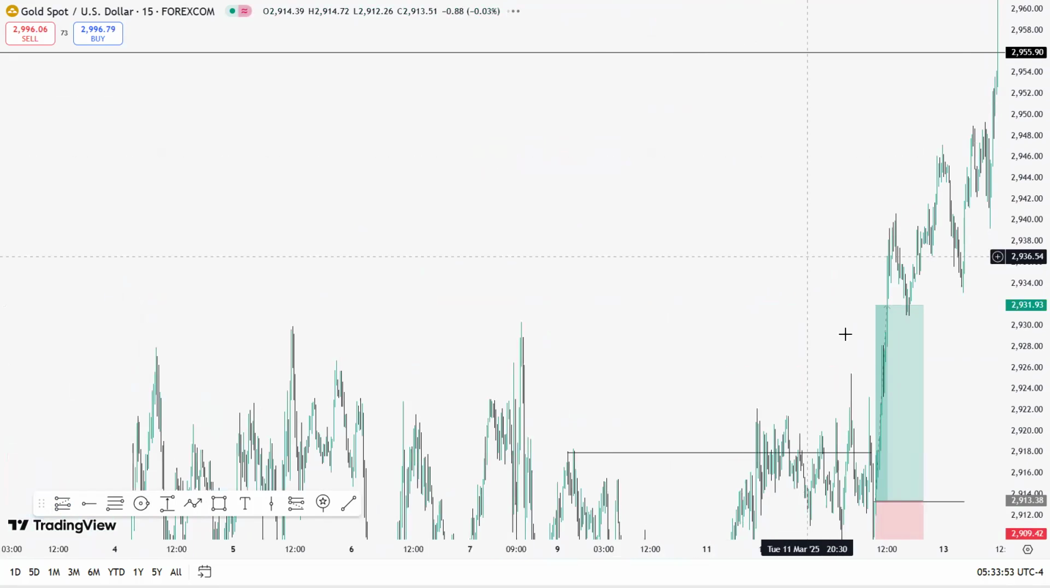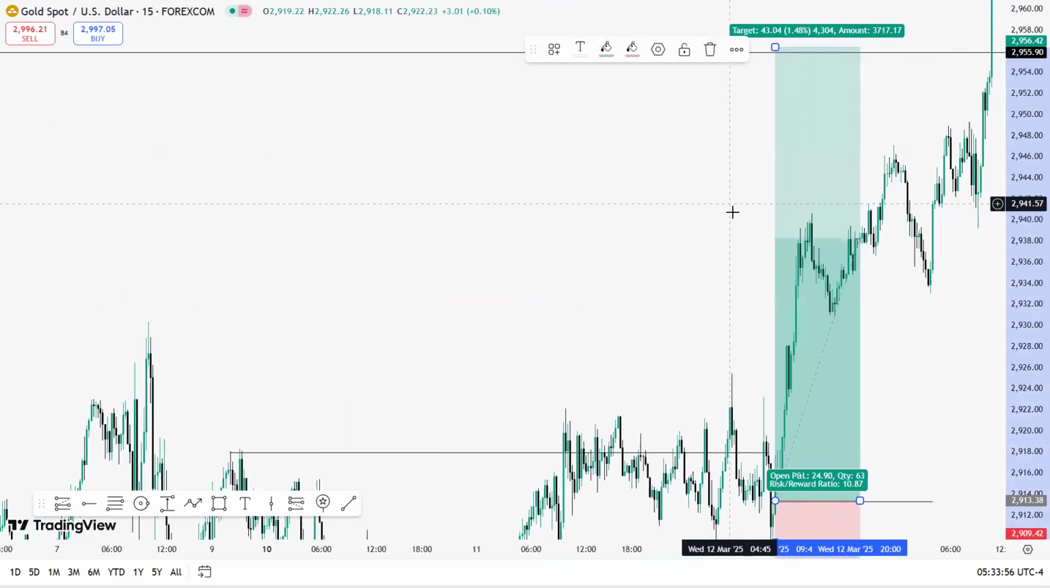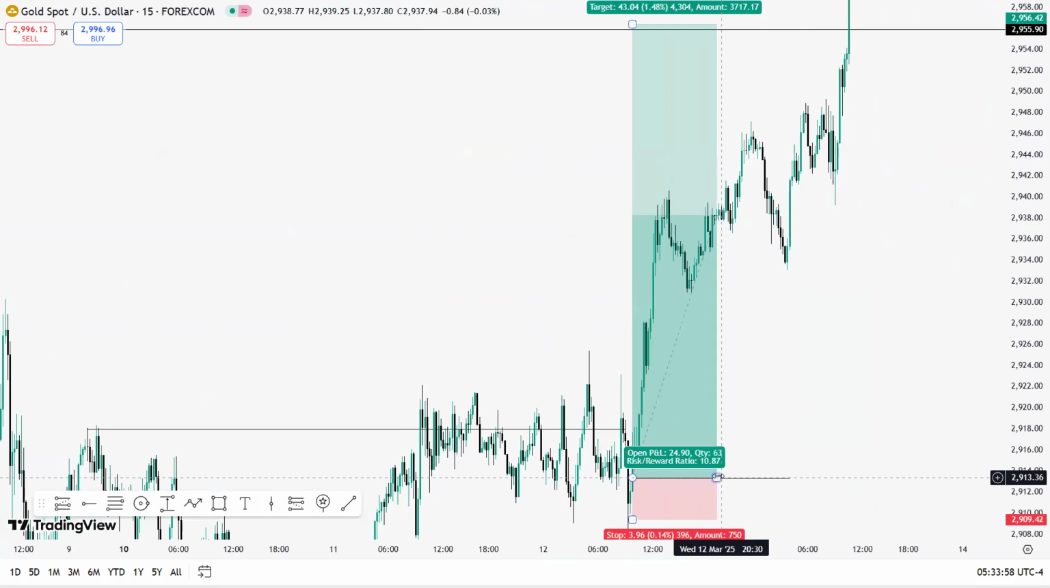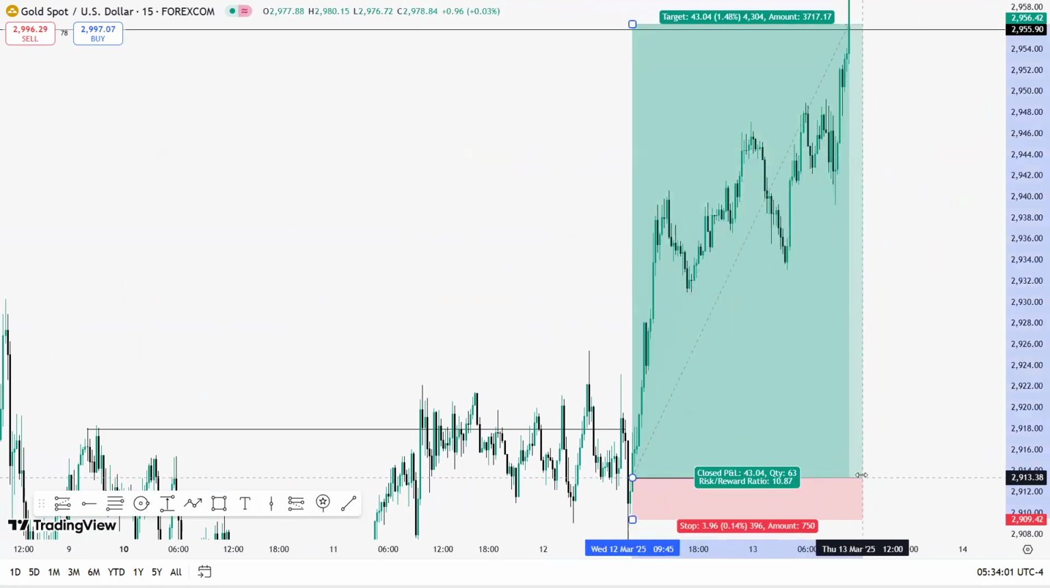And the drawn liquidity was that old high there. Price action significantly delivered.